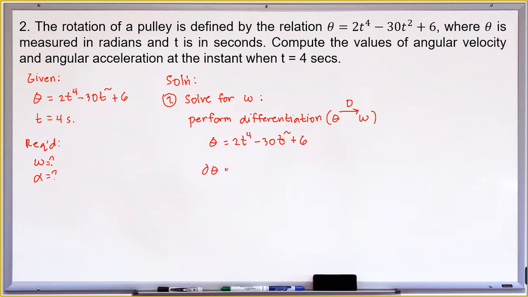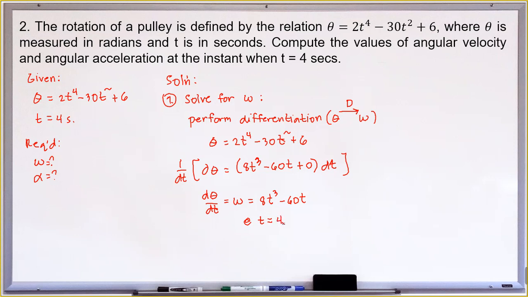Take the derivative. So d theta equals, by the power rule, 8t cubed minus 60t plus the derivative of the constant, 0. This is with respect to t. So multiply both sides by 1 over dt. The result, d theta over dt, equals the velocity, which is equal to the function 8t cubed minus 60t. To solve for the angular velocity at t equals 4 seconds, we evaluate this function at t equals 4 seconds.